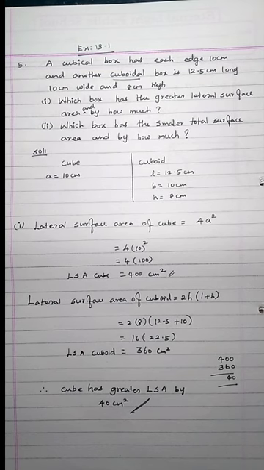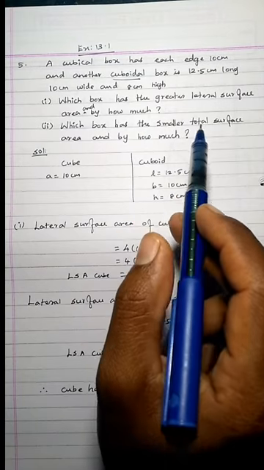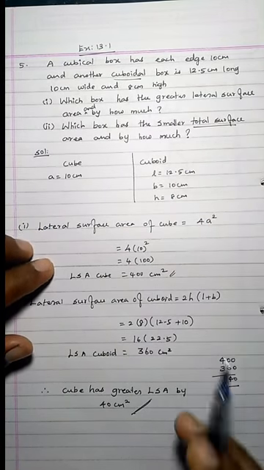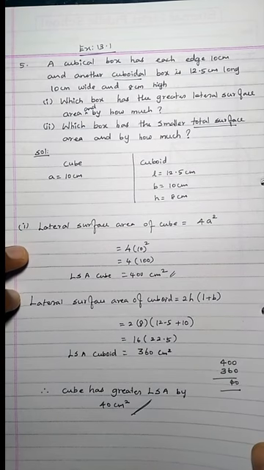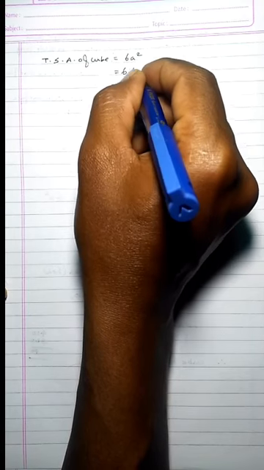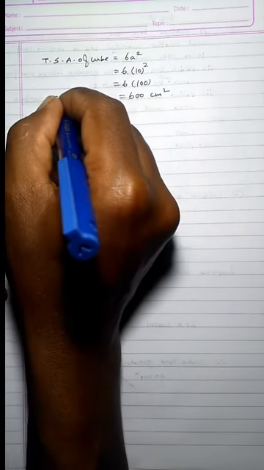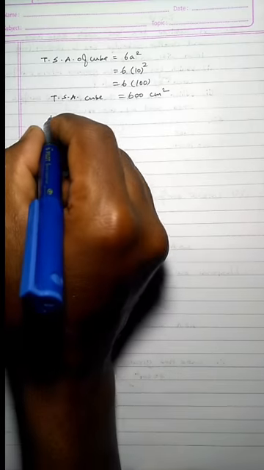Now let's go to the second option. Here they are asking which box has the smaller total surface area. We have to find out the total surface area for both the figures, then we will see which one is smaller and by how much. Let's find out first the total surface area of cube. The formula we know is 6a square. So 6 into a value 10 square, 6 into 100, so 600 centimeter square is the total surface area of cube.